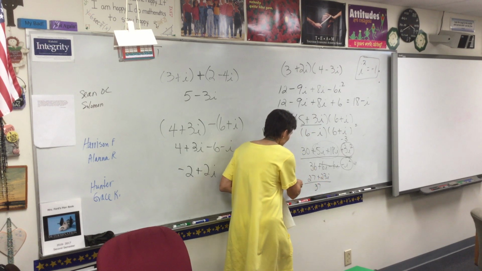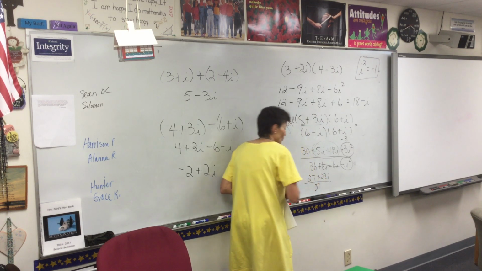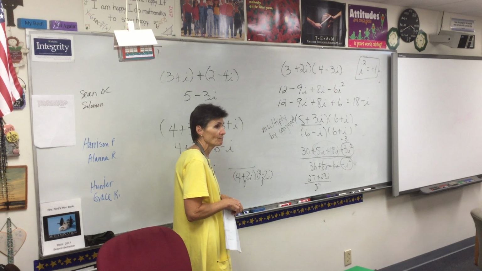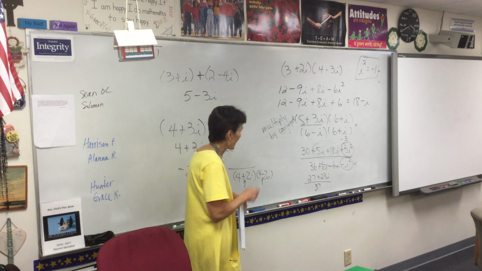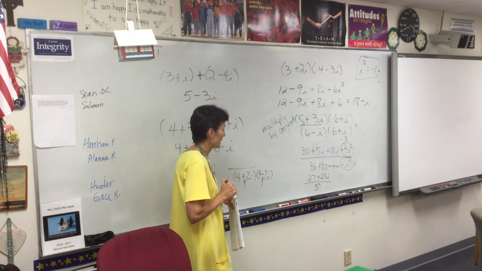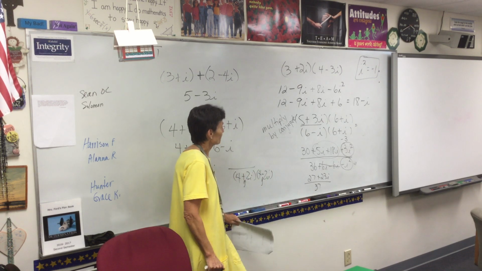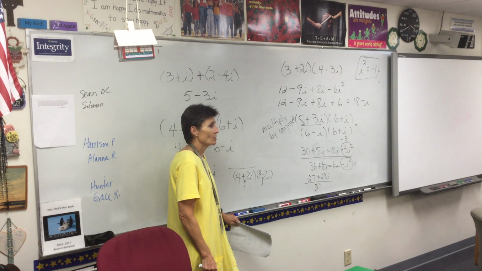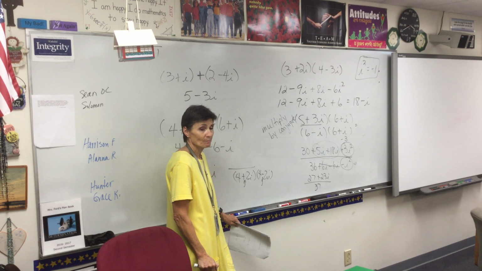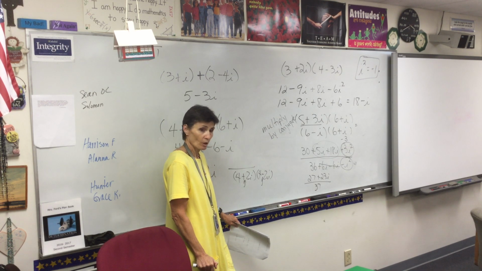Now, look at these numbers. I have a 27, a 23, and a 37. Is that going to reduce at all? No. So that's your answer. Anybody have a question about that? That's a big problem. Sean, you okay?